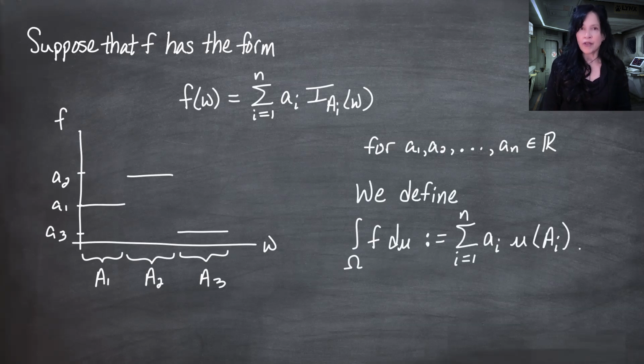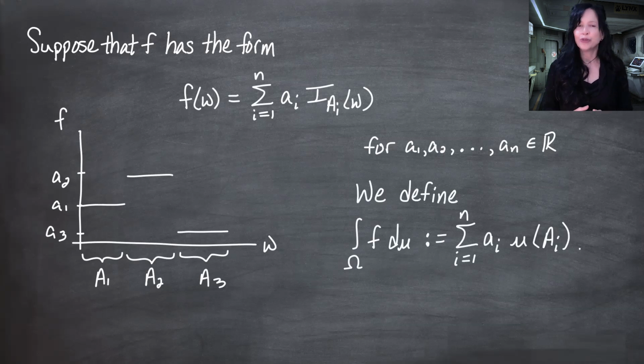We just sum up all the areas of the rectangles, which come from the heights times those bases that have been measured differently. So this is going to be the sum as i goes from 1 to n of little a_i times the mu measure of the set capital A_i. This is all review, so I'm going a little fast.